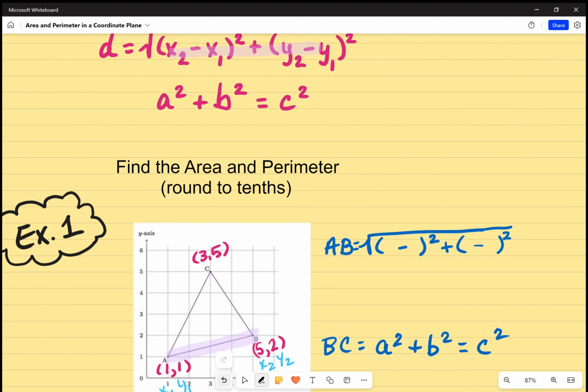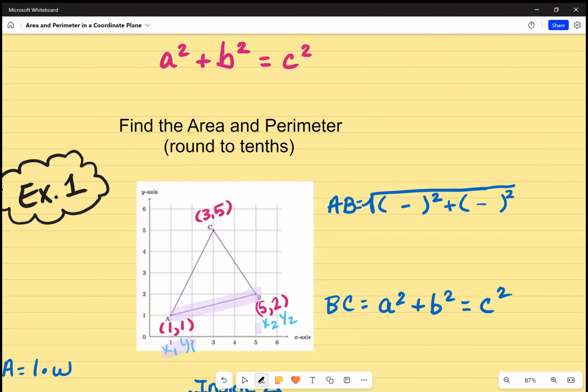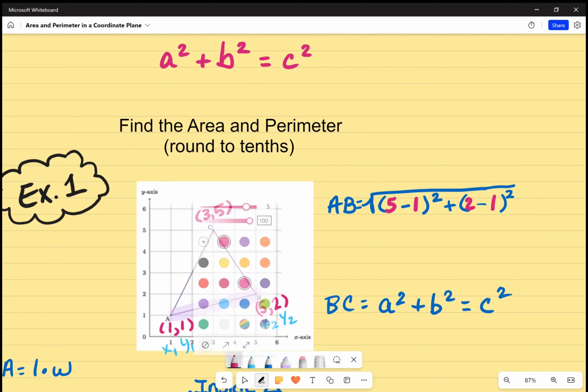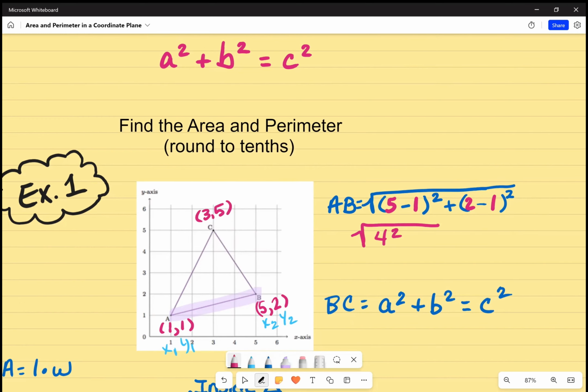I'm just going to substitute in the x sub 1, y sub 1, and the x sub 2 and the y sub 2, which will leave me with 5 minus 1 and 2 minus 1. So now once I simplify this, it leaves me with 4 squared plus 1 squared. Simplify it further, 16 plus 1 is the square root of 17. And if I convert it to a decimal, that's approximately 4.1. That's using the distance formula.